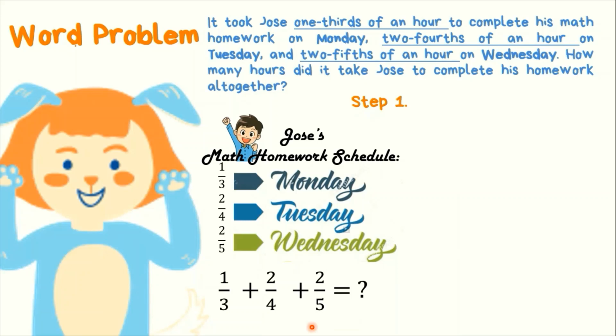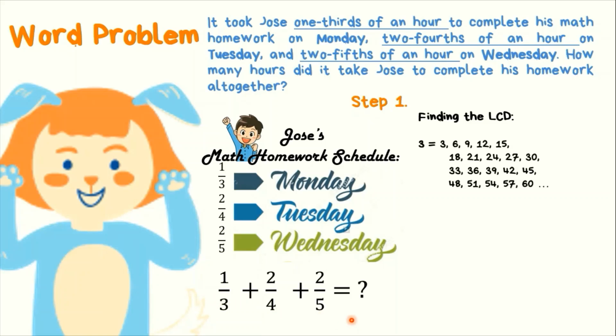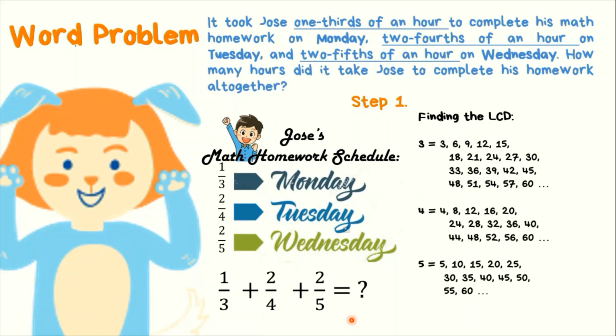Para magawa natin yun, for step 1, we always need to find their LCD. LCD ng mga denominators na 3, 4, and 5. List down the multiples of 3. List down the multiples of 4 at ng 5. Napakaraming mga multiples ng 3, 4, and 5. Pero pwede ka nang tumigil kung nakita mo na yung pinakamaliit na common na multiple sa kanilang tatlo. In this case, lahat sila ay pare-parehong may 60. Therefore, the LCD of 3, 4, and 5 is 60.